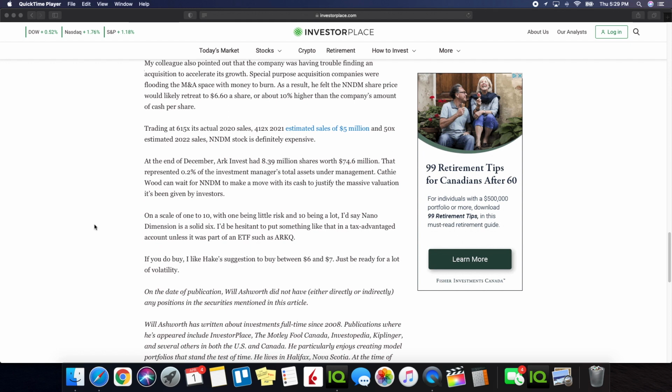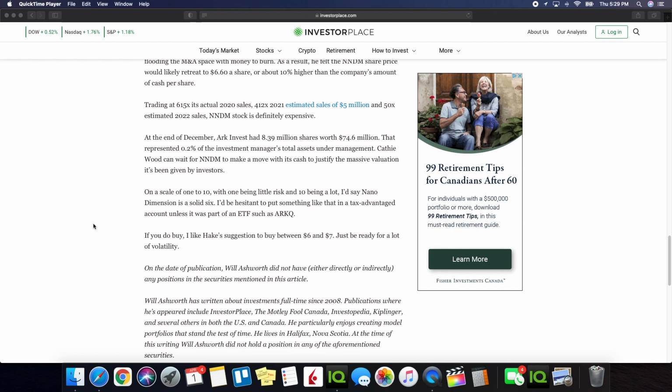At the end of December, ARK Invest had 8.39 million shares worth 74.6 million. That represented 0.2% of the investment manager's total assets under management. Cathie Wood can wait for NNDM to make a move with its cash to justify the massive valuation it's been given by investors. On a scale of 1 to 10, with 1 being little risk and 10 being a lot, I would say Nano Dimensions is a solid 6. I'd be hesitant to put something like that in a tax advantage account unless it was part of an ETF such as ARKQ. If you do buy, I like Hake's suggestion to buy between $6 and $7. Just be ready for a lot of volatility.